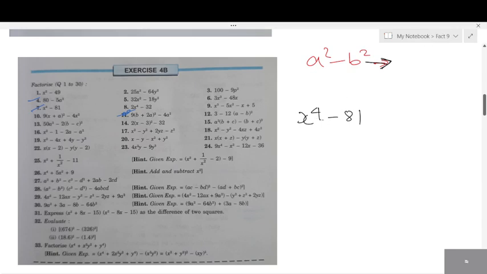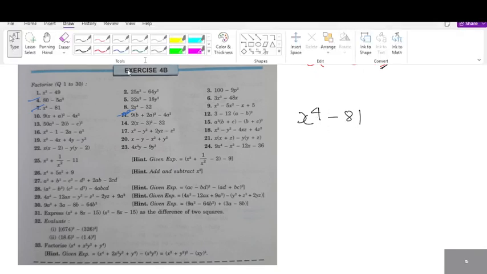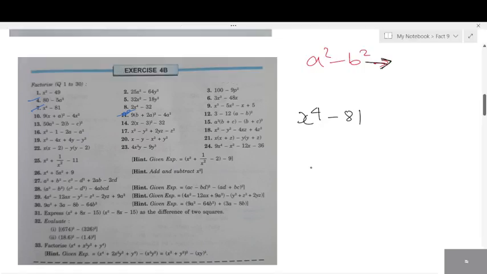Others, x to the power of 4 and 81 is given, students. How do you convert this? You have to convert in terms of a square and b square. What is this? How do you convert? See, outside I need a square. Even here, 81. What is the square root of 81? 9.